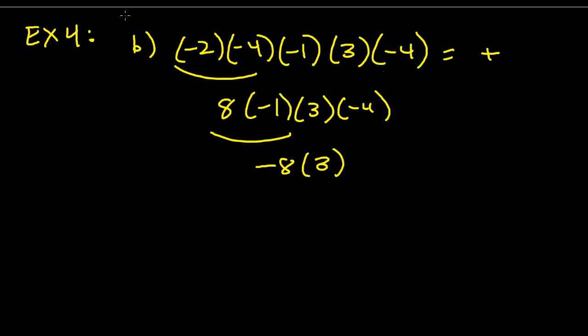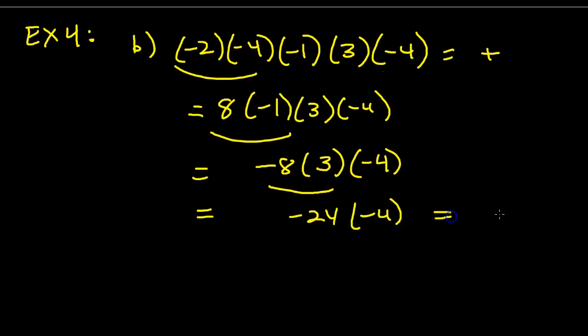3 times minus 4. Oops, I made a little boo-boo there. Minus 8 times 3 is negative 24, times the remaining factor of minus 4, and negative 24 times negative 4 is going to give me a positive 96, or just 96 as the final answer.